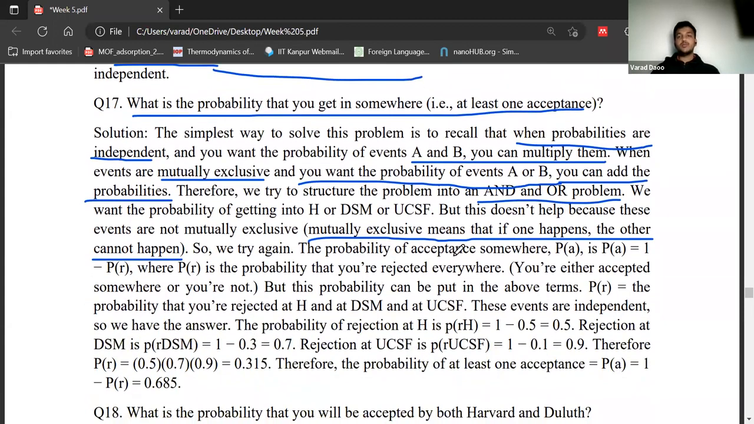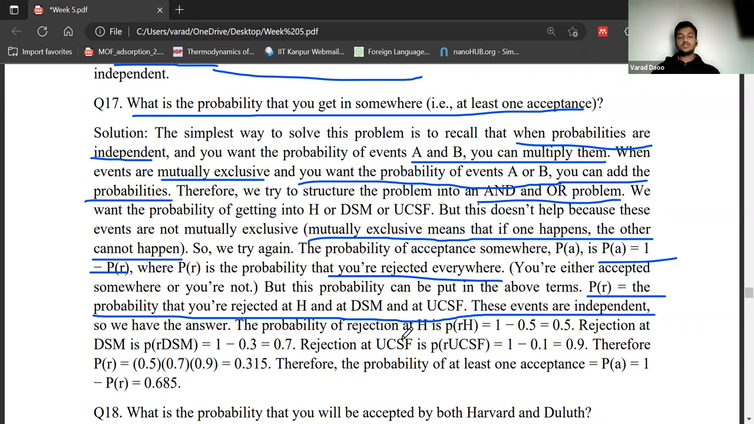So we try again. The probability of acceptance somewhere is P of A, which is nothing but one minus the probability of rejection, where P of R is the probability that you have been rejected everywhere. You are either accepted somewhere or you are not. But this probability can be put in "and" terms. P of R is the probability that you are rejected at Harvard and at DSM and at UCSF. These events are independent, so we have the answer.